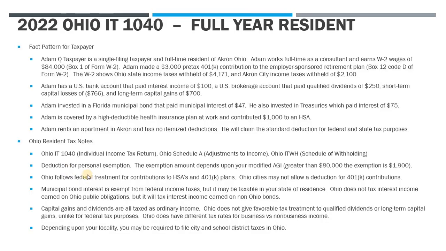Now, deductions on Ohio return, you do get a deduction for personal exemptions. The exemption amount that you can deduct depends on your modified AGI. In our example here, our AGI is going to be greater than 80,000, so the exemption is 1,900. The other values you can find in the form instructions, which lets you know based on your modified AGI what is your deductible exemption. Now, the nice thing here is Ohio follows federal treatment for those contributions to both the HSAs and 401k plans. And that's different from many states.